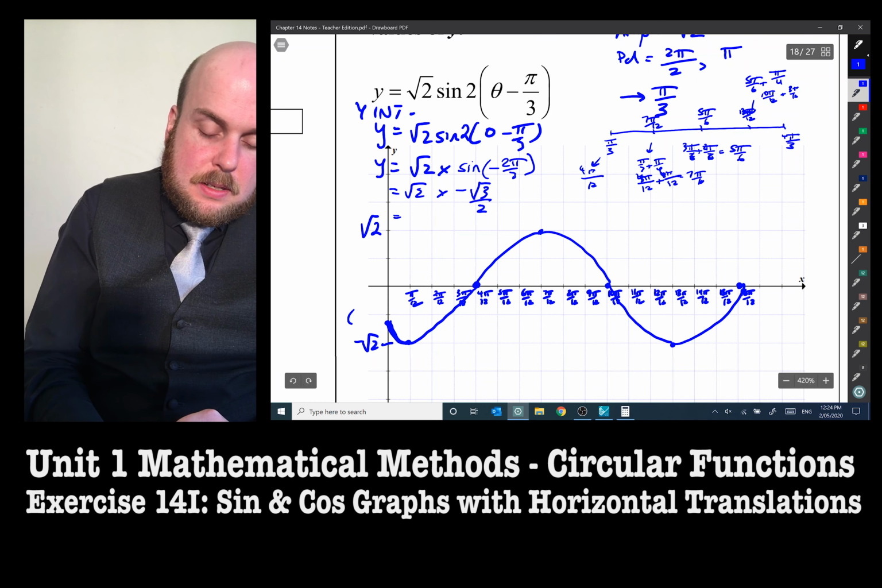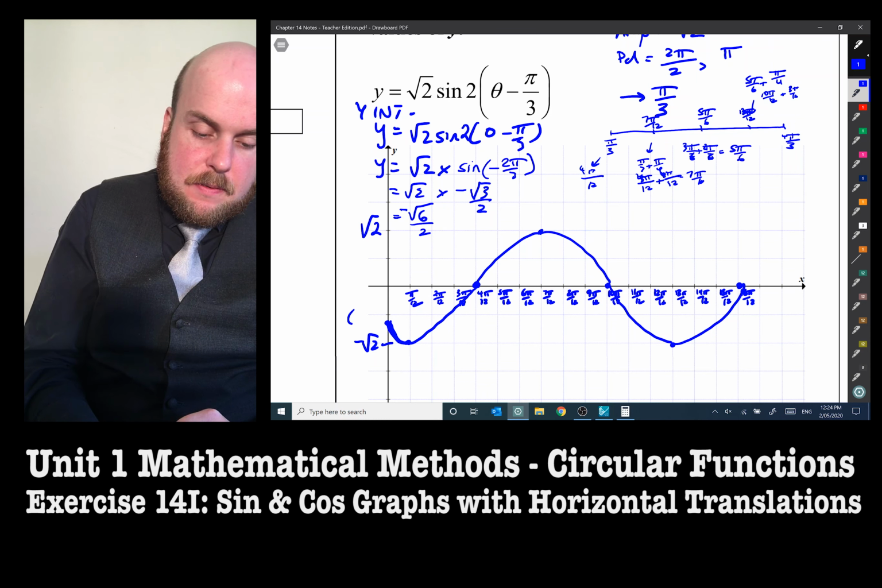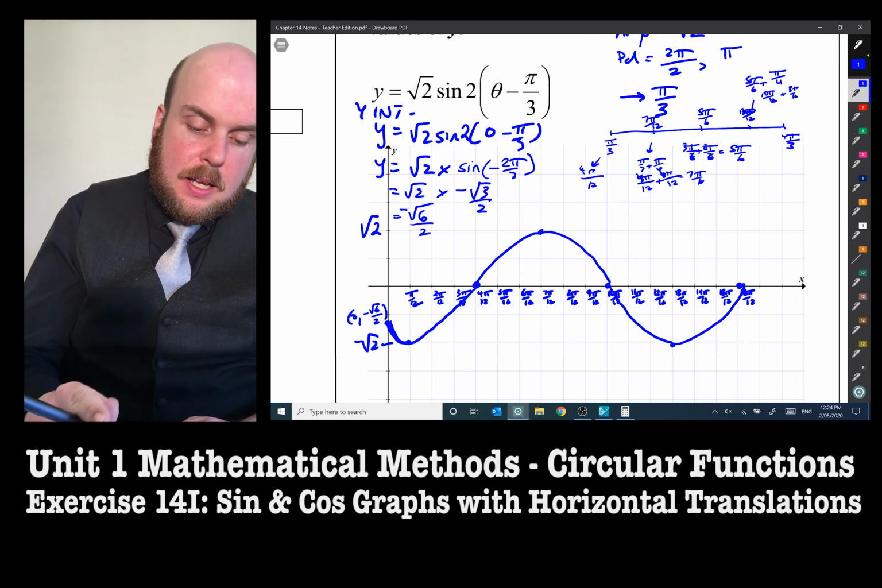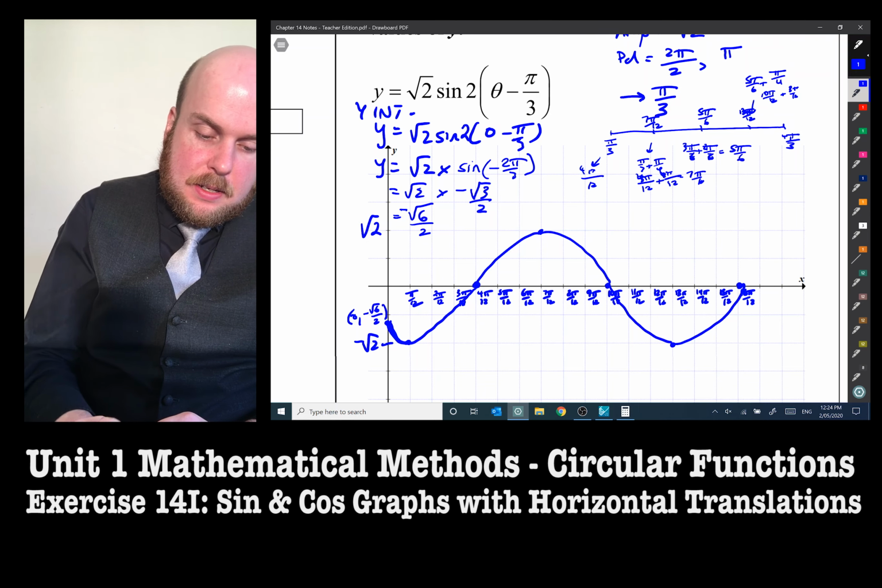So that's negative root 6 over 2. Which I feel like you can simplify, but no, I don't think you can. Negative root 6 over 2. Oh, actually, yeah, you can simplify that.